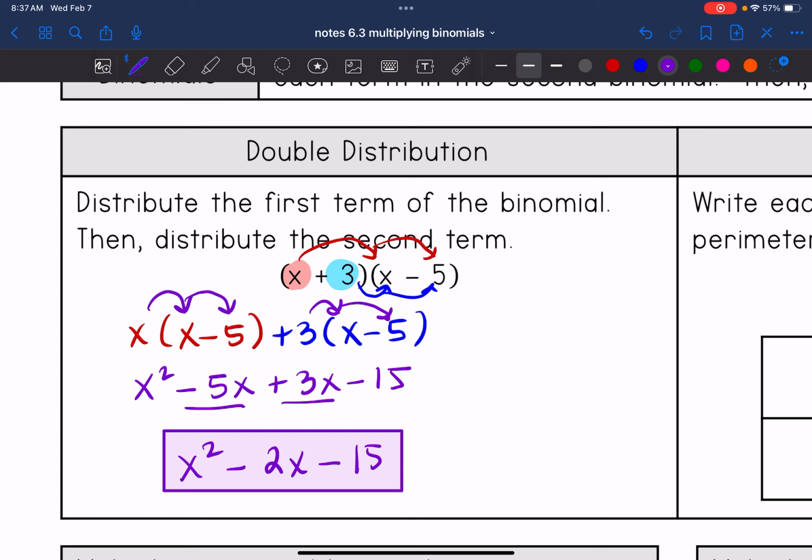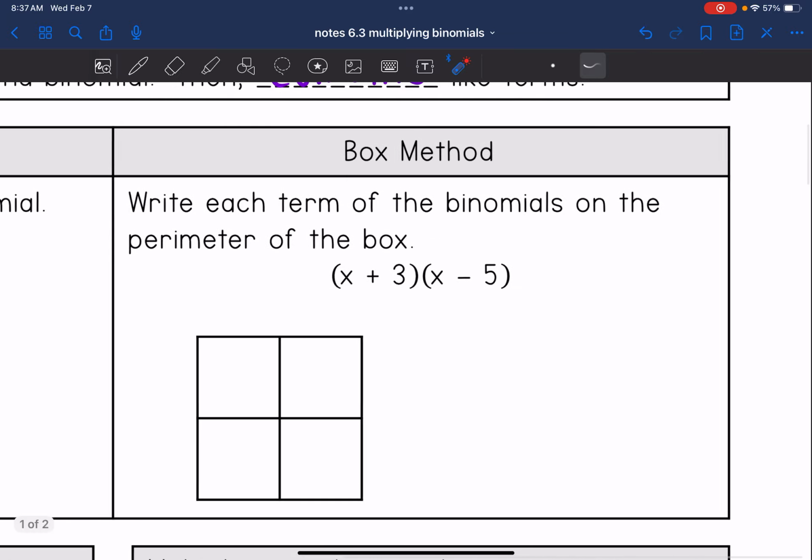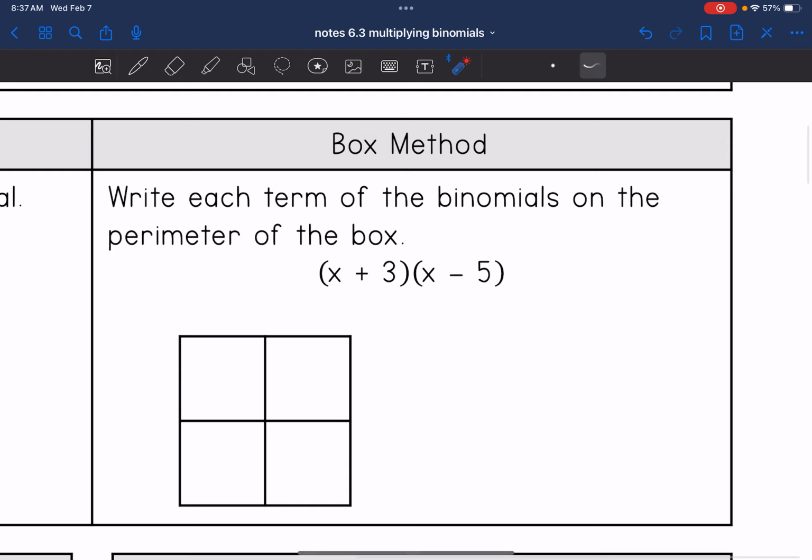Okay, this one, as long as you're keeping track of what you're distributing, is super easy to use. But if you're one of those that wants to be a little bit more organized, then box method might be the way that you want to go. So for box method, you're going to write each term of the binomials on the perimeter of the box, meaning down the side and across the top.